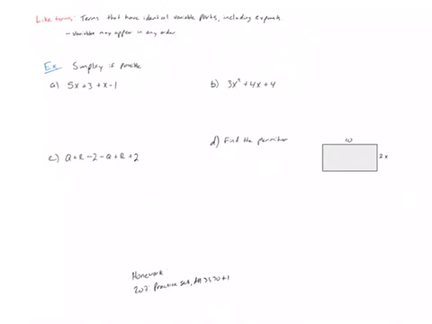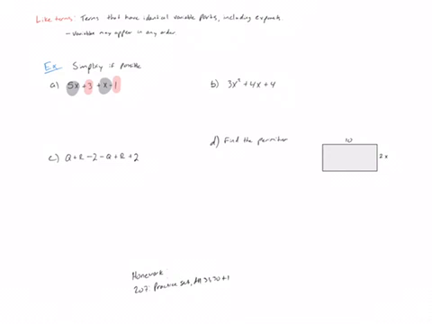Alright, like terms are terms that have identical variable parts including exponents. And those variables may appear in any order. So let's look up here at part A. It says simplify if possible. So notice this one here has an x and this one has an x. And then this one and this one don't have any variables. So those match. And to simplify, we combine those like terms.